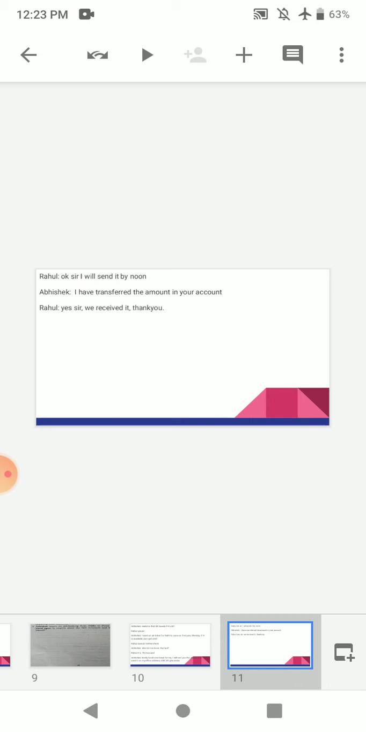And then he closes the conversation. Okay, sir, I will send it by noon. Abhishek then replies, I have transferred the amount into your account. Rahul then says, yes, sir, we received it. Thank you. Thank you, students.